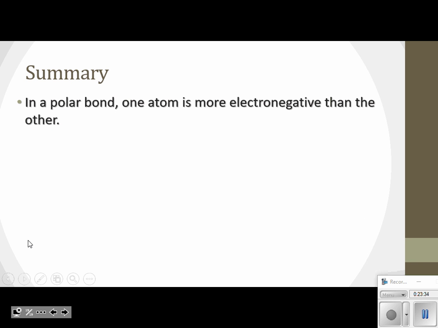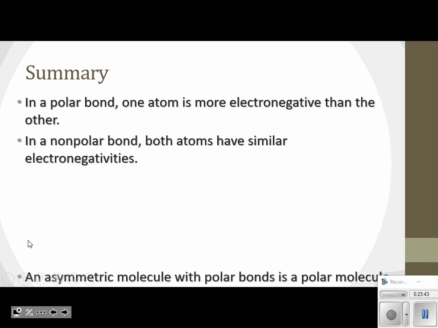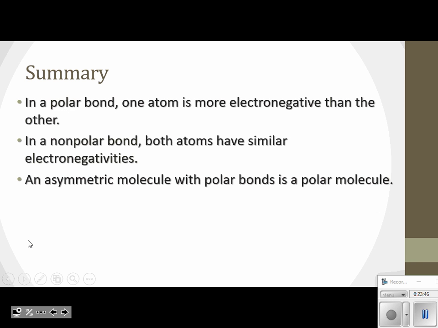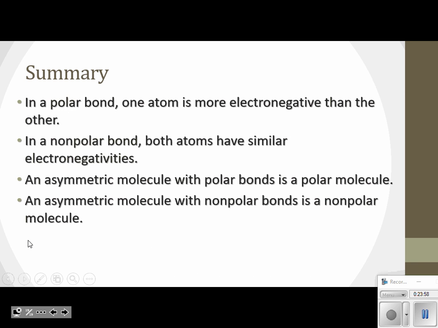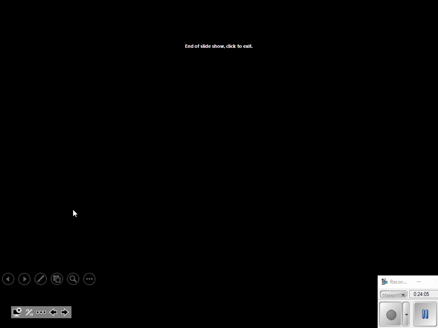So, in polar bonds, we have one atom that has more electronegativity. In nonpolars, they are the same. If it's asymmetrical with polar bonds, we have polar molecules. If it's symmetrical with polar bonds, we have nonpolar molecules. Any questions for me about polarity?